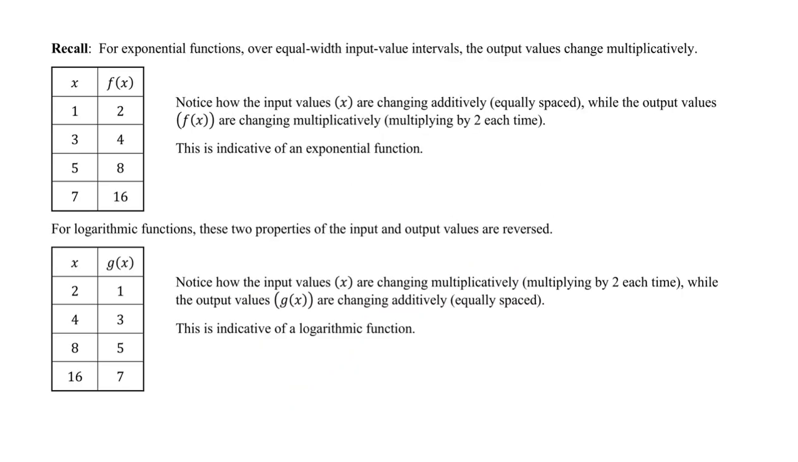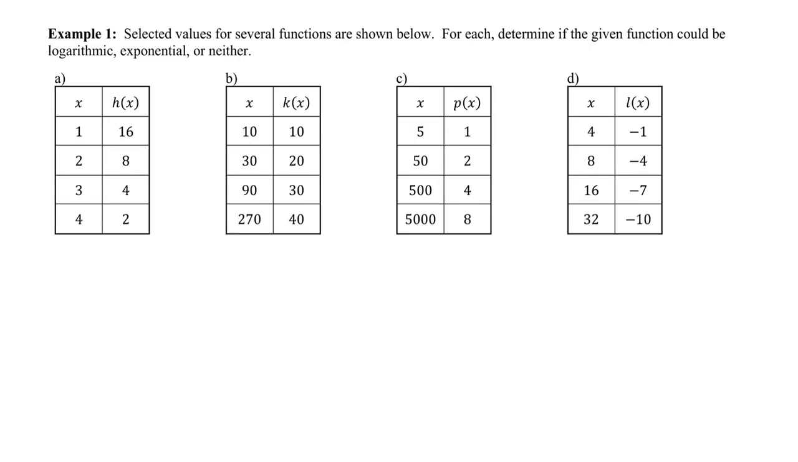Also, if you recall in a previous lesson, for exponential functions, when we have an equal width in between our input values, meaning our x values, the output would change multiplicatively, right? So if you look at our first one, I'm adding 2, I'm adding 2, I'm adding 2. So my x's stay the same. Here I'm multiplying by 2, multiplying by 2, multiplying by 2.